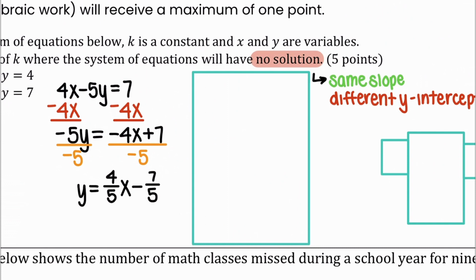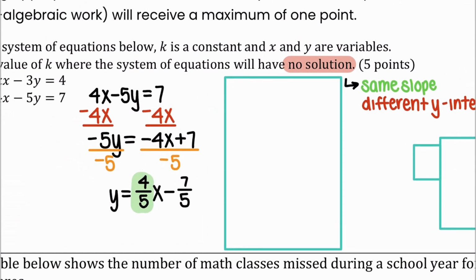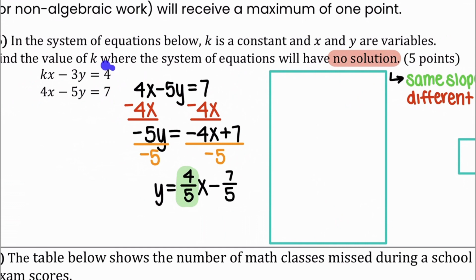So once again, going back to what we just said before, we need to make sure that both of these lines or both of these equations have the same slope and different y-intercept. So we know for sure that the slope should be 4/5. Okay. So now we can manipulate this other equation to find the value of k.